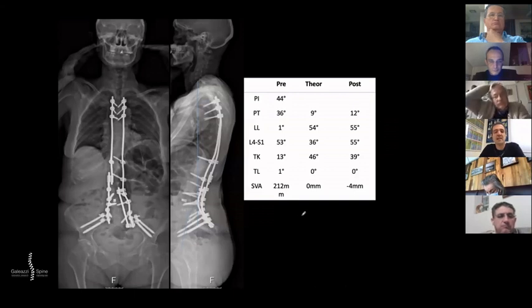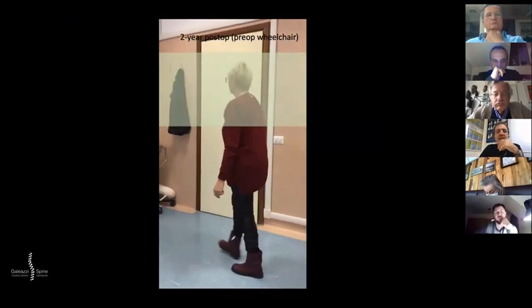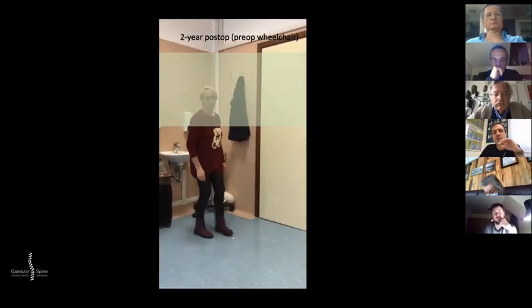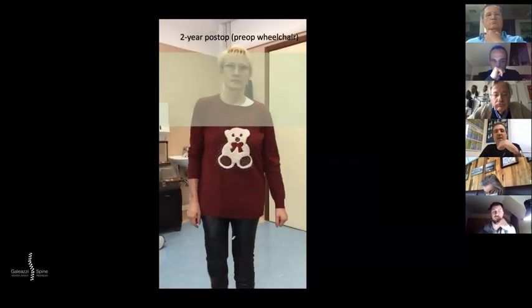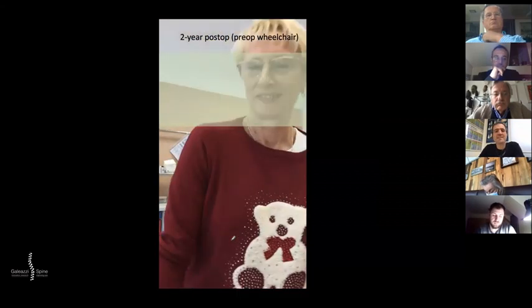Here you can see the key parameters. The most important thing is that in addition to a good SVA, she has a very good restoration of pelvic tilt. And this is going to tell you that this patient has a perfect correction. And here you can see the lady 2 years postoperatively. She was in a wheelchair before the surgery. She had a dropped foot before the surgery, and now she was very happy of being able to stand with no pain and with no sagittal imbalance.